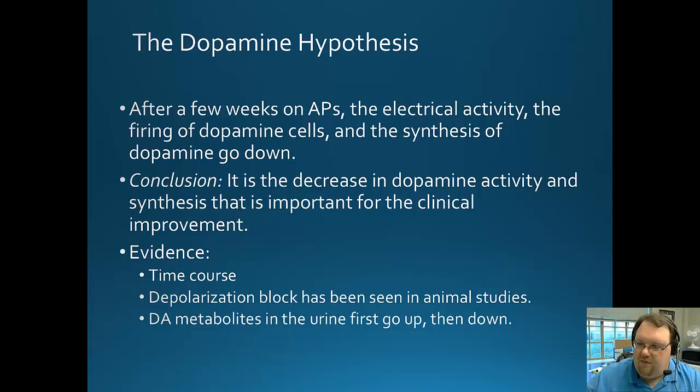So, as you see, the electrical activity, the firing of dopamine cells, all of these go down. And the thought here is that it's this decrease in dopamine activity that's causing the clinical improvement. There is some evidence for this. The time course makes sense. We have seen that this occurs in animal studies. And also, the dopamine metabolites go up first initially in treatment, and then they go down. So it kind of fits with the story.